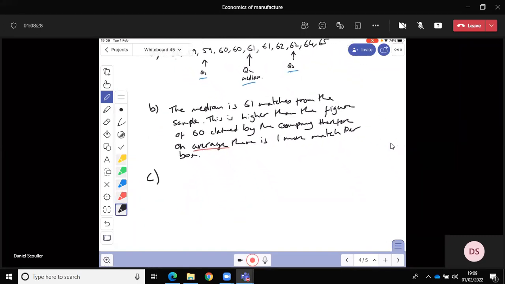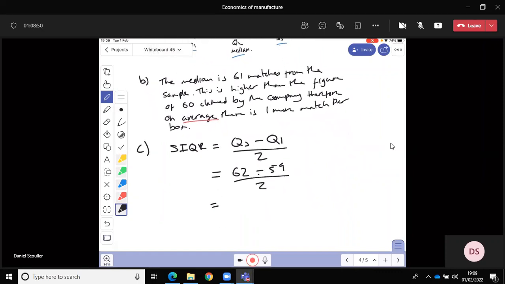C, it's a semi-interquartile range. That's Q3 minus Q1 over 2. Q3 was 62. Q1 is 59. So 62 minus 59 is 3.